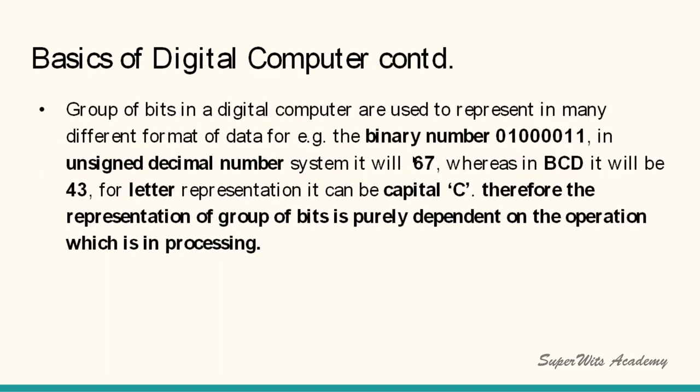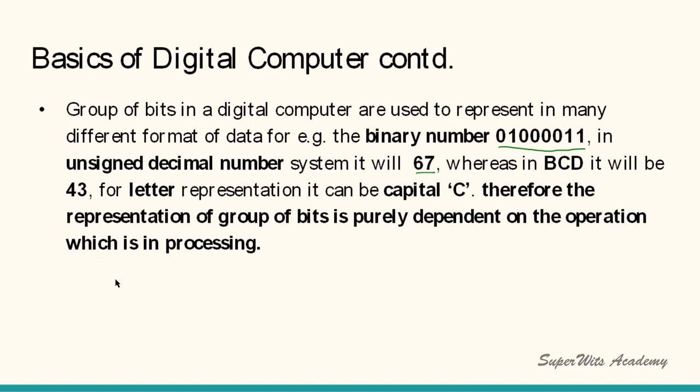Now let's take an example. Let's say we have a group of bits in a digital computer system that are used to represent many different formats, and that particular value is this. Now if you see, it's an 8-bit number, so each particular bit has an option to be 0 or 1. So here we have 01000011. If we talk about the unsigned decimal number, it is representing 67.